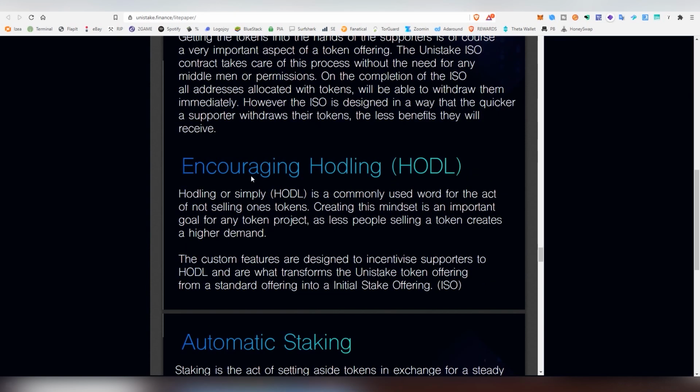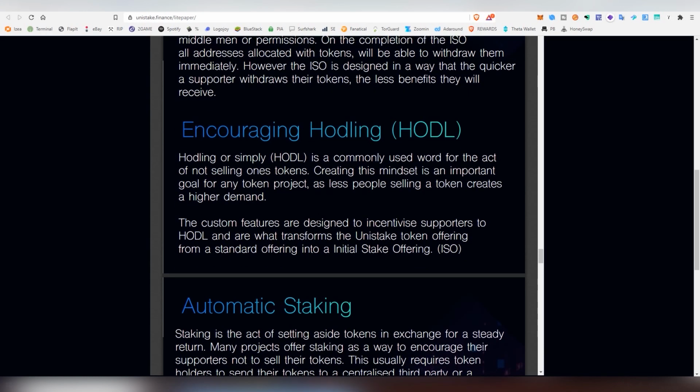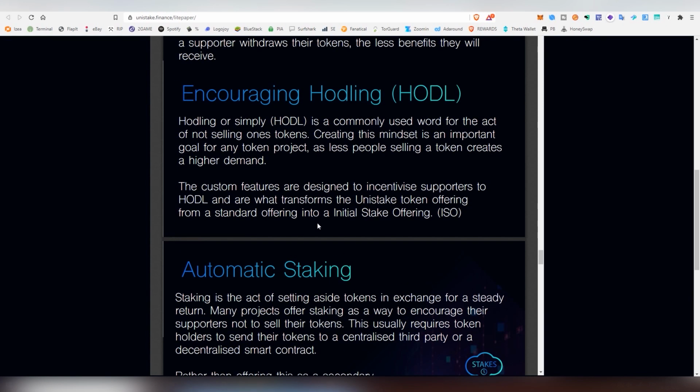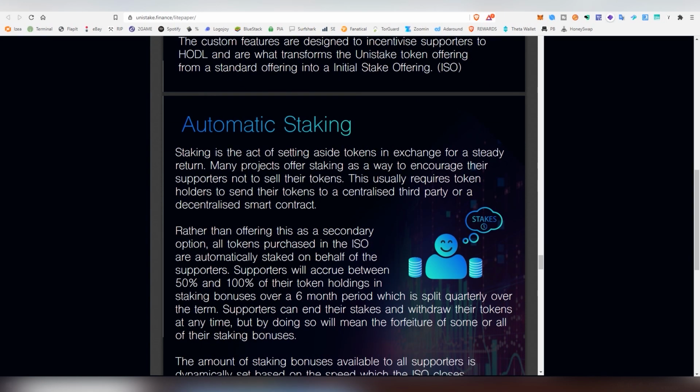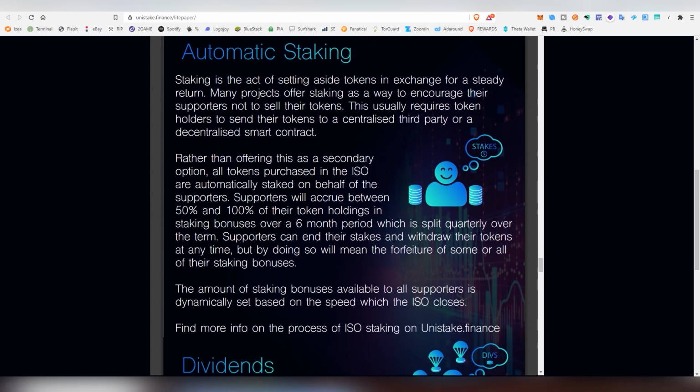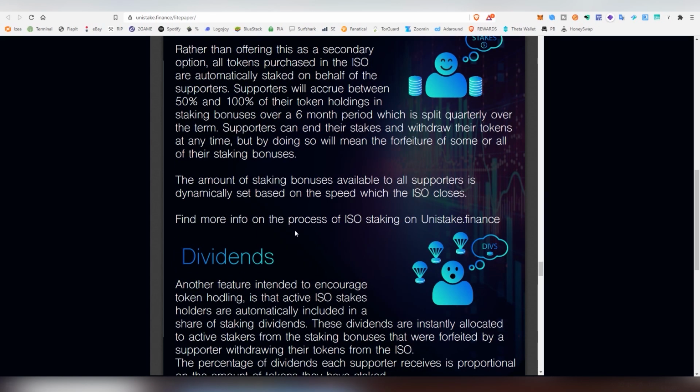And this is what I talked about earlier, about the whole system of hodling. I like having more hodling projects, to be honest, these days, because I don't know when to exit with these yield farming projects. It's very hard to determine the actual dates. And then there's obviously automated staking, so the supporters can accrue between 50 and 100% of their token holdings in staking bonuses over a 6-month period, which is split quarterly over the term. Supporters can end their stakes and withdraw their tokens at any time, but doing so will mean forfeiting some or all of their staking bonuses. So the staking bonus is also a very interesting model.